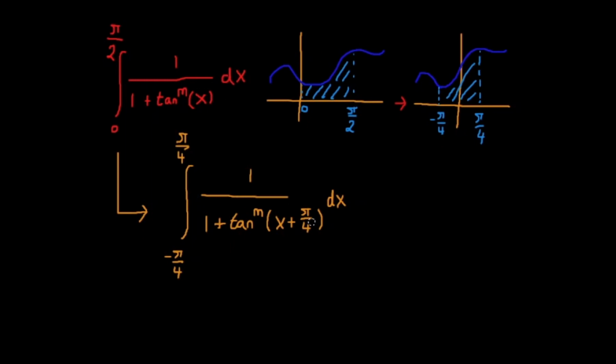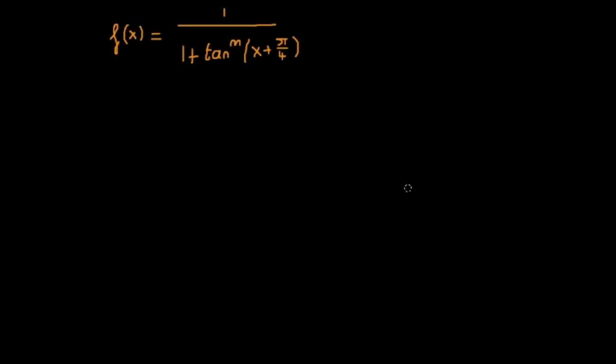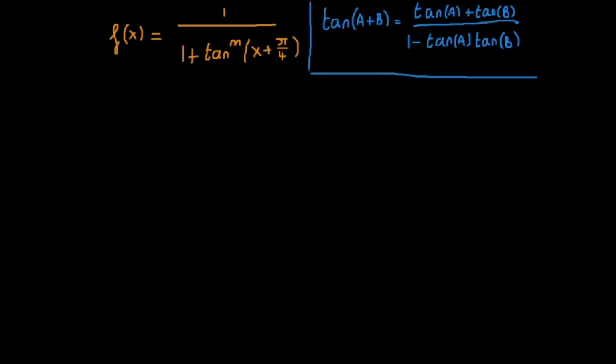It looks a little bit more complicated, but now we can start exploiting the even and odd things that we've just been through. So we've got f of x now in our new form with the plus pi over 4 term. We're going to use a trig identity in the blue box. So tan of a plus b is given by this fraction. I'm not going to prove it, but you can just look it up online.